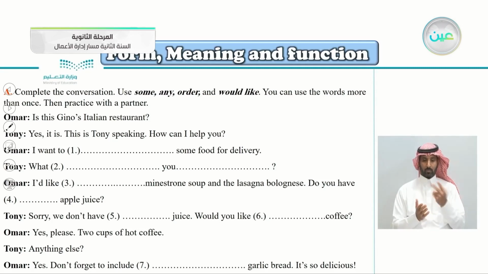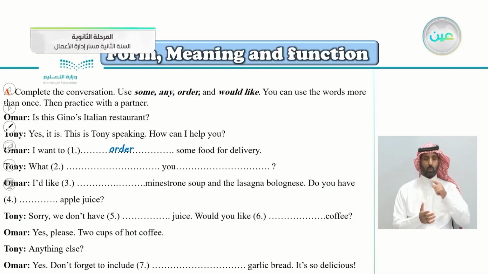So let's read the conversation here. Umar: Is this Gino's Italian restaurant? Tony: Yes, it is. This is Tony speaking. How can I help you? So you can notice here this is maybe a phone call. Umar: I want to order some food for delivery. This is an affirmative sentence here. There's no question mark or anything negative here. So I want to, yes, order some food for delivery.